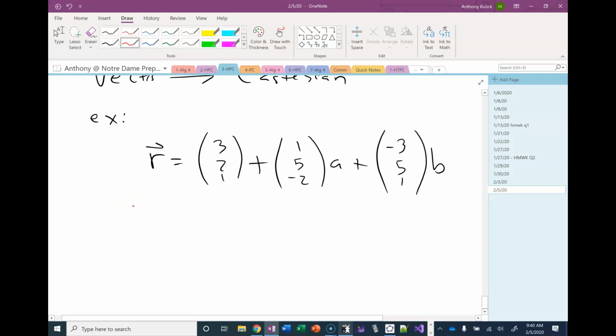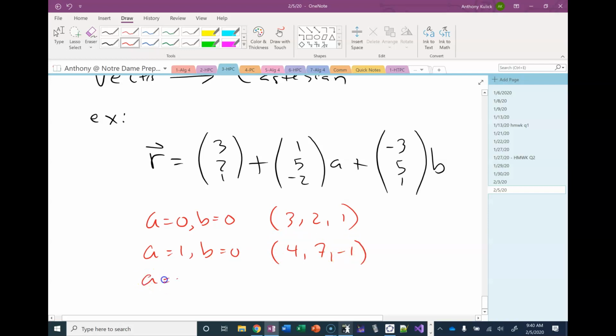Now to do this, it's a little bit different than the previous problem because here I'm going to pick values for A and B. So I'll start with picking both A and B to be 0. Then I'll pick A to be 1 and B to be 0. And then I'll pick A to be 0 and B to be 1. So far, so good? Okay. So I just generated 3 points.